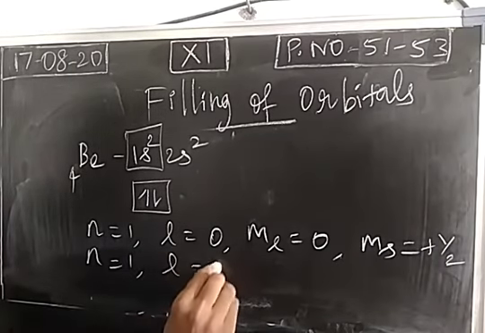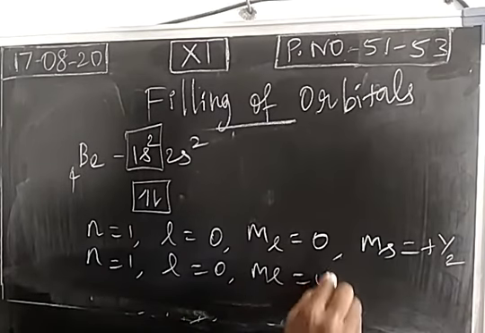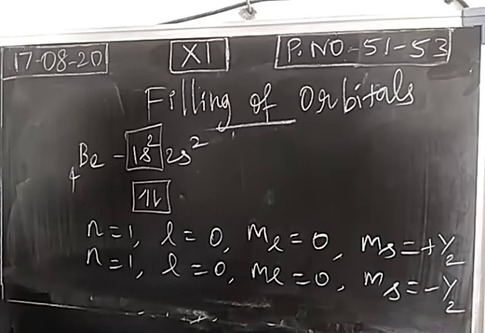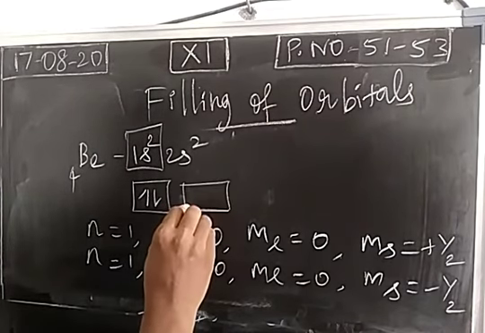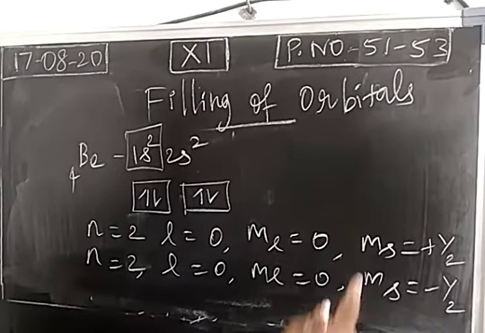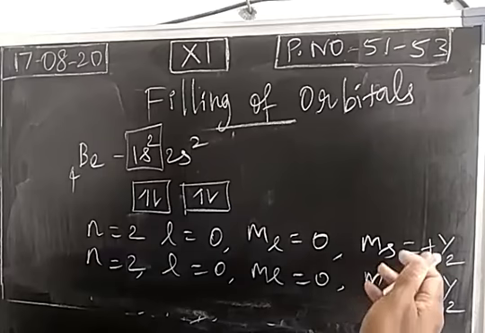Second electron, first 3 quantum numbers same, spin quantum number will be different. This is for 1s orbital. What about the electrons in 2s orbital? The same way, principal quantum number 2, azimuthal quantum number 0, magnetic quantum number 0, but spin quantum number will be plus 1 by 2, minus 1 by 2.